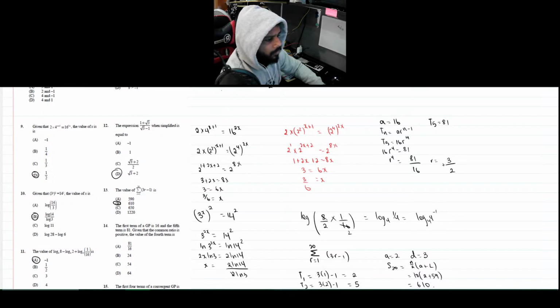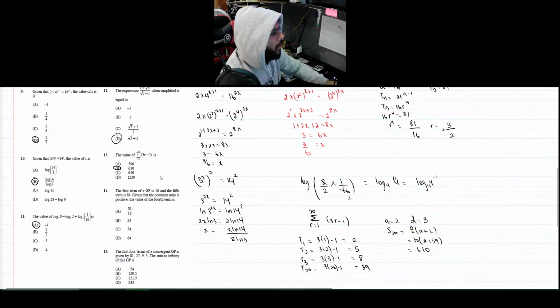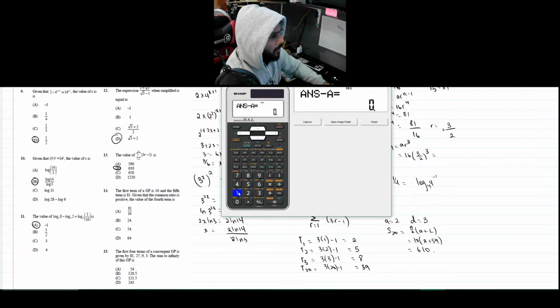Oh, we already have the value of the fourth term. Cool. R is that. So T4 is equal to A R cubed. That is 16 times 3 over 2 cubed. 16 times 3 over 2 cubed is 54.